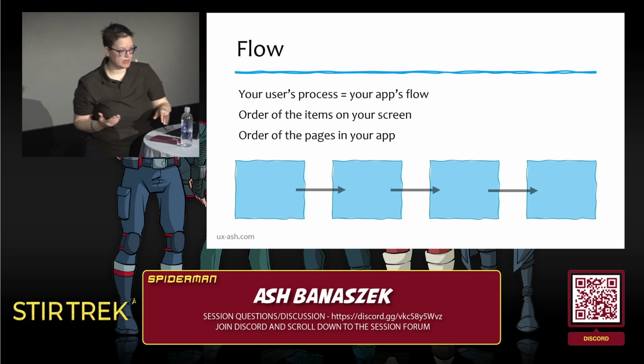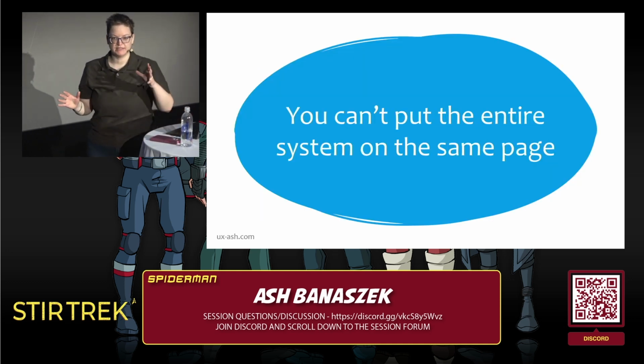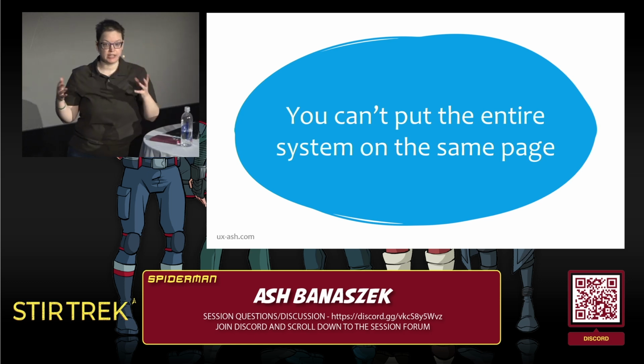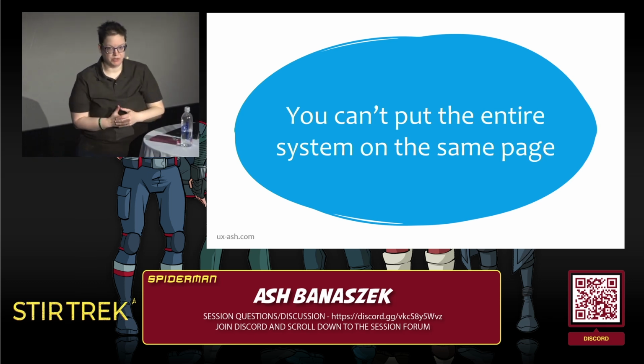So if it's not 3 times better, it's worse. Now, you can't put the entire system on the same page, and you will have stakeholders that say that their thing is the most important. So generally, you back that up with user research.